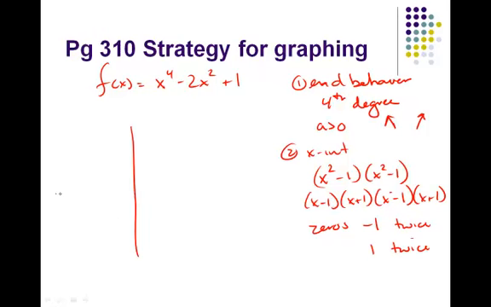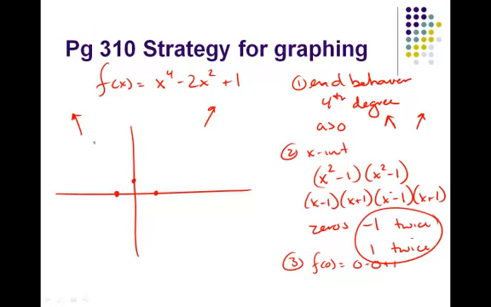So let's see what we've got so far. -1, +1, end behavior up and up. Let's see if we can find the y-intercept. So f of 0 is 0 minus 0 plus 1. And now, knowing that both of these zeros have to be a touch and turn, we should have enough to do our graph. Didn't really need symmetry, but everything else worked well.